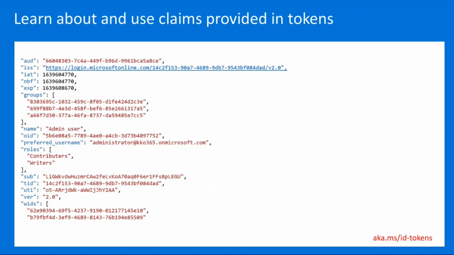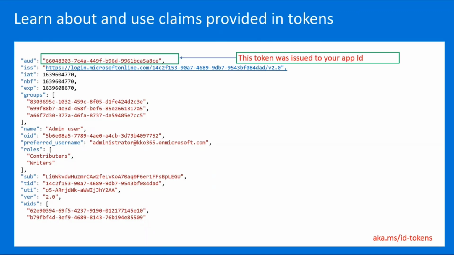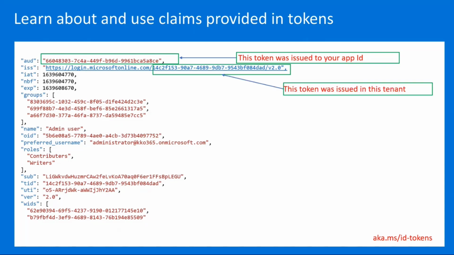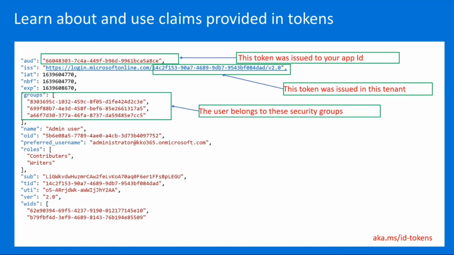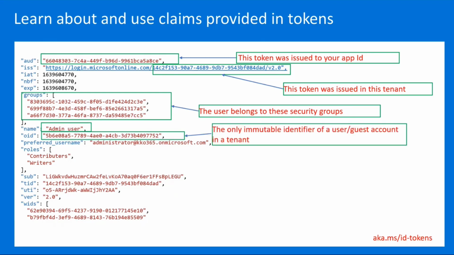So what do you have here? Well, first of all, you have your audience claim. This signifies which application this token was issued for, and that is going to be your client application. In this case, it's going to be the client ID we used in our demo app. Then you have your issuer that tells you for which tenant this token was issued. If the user belongs to some security groups, they will appear here in the groups claim. You'll have the name of the user. You'll have a unique immutable identifier of the user in a tenant.